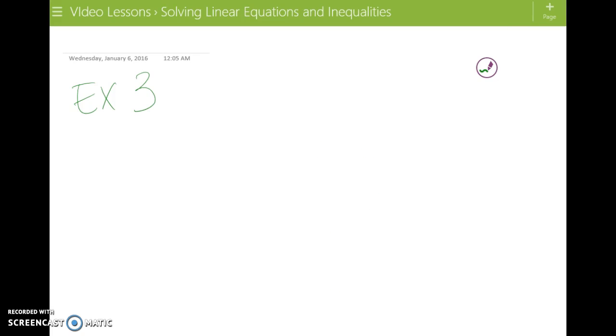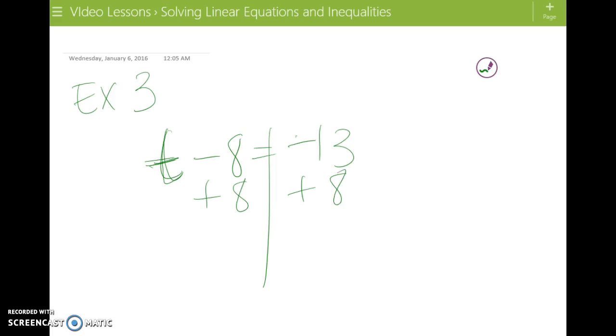All right, here comes another one. T minus 8 equals negative 13. Looks similar to the last one. I need t alone, but t is not alone because it is minus 8. So to get rid of it, we need to add 8 on both sides. T equals negative 5.